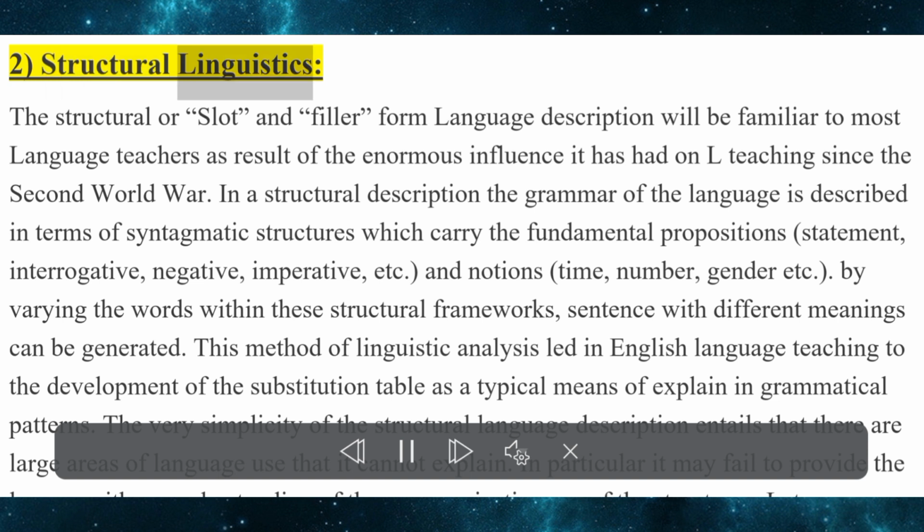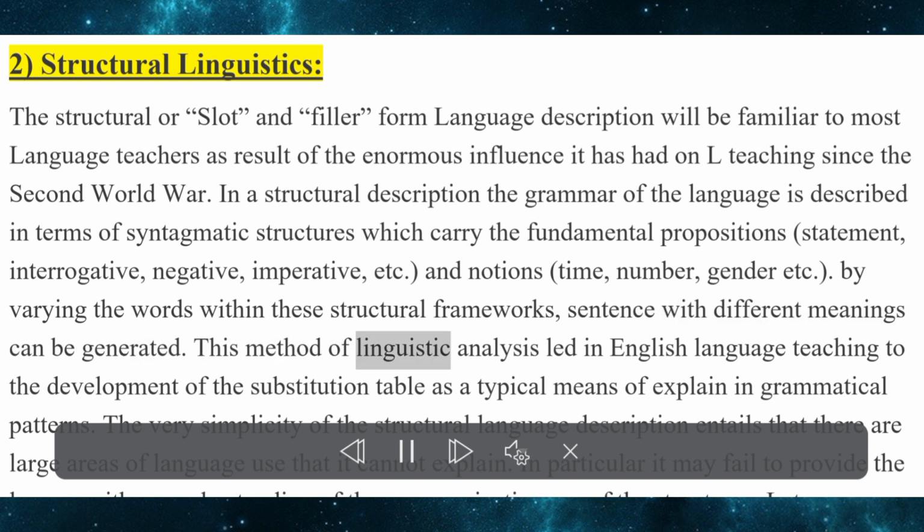2. Structural linguistics. The structural or slot and filler form of language description will be familiar to most language teachers as a result of the enormous influence it has had on teaching since the Second World War. In a structural description, the grammar of the language is described in terms of syntagmatic structures which carry the fundamental propositions (statement, interrogative, negative, imperative, etc.) and notions (time, number, gender, etc.). By varying the words within these structural frameworks, sentences with different meanings can be generated.